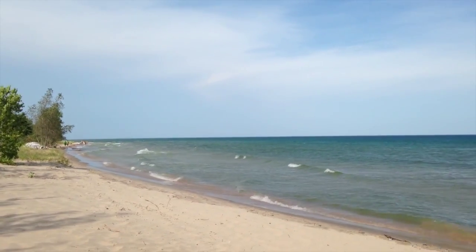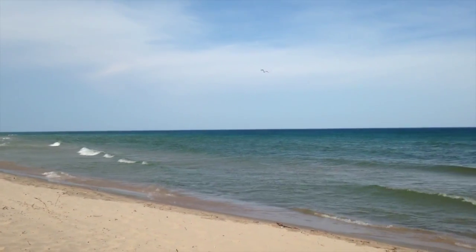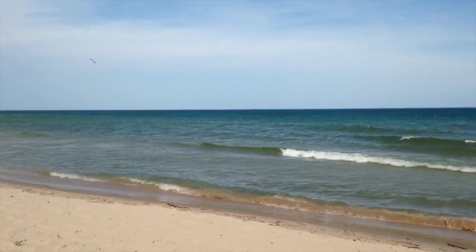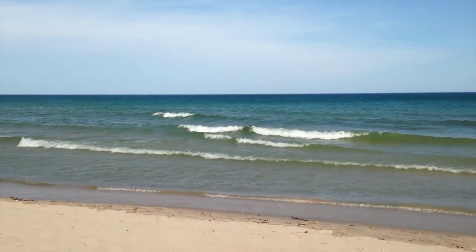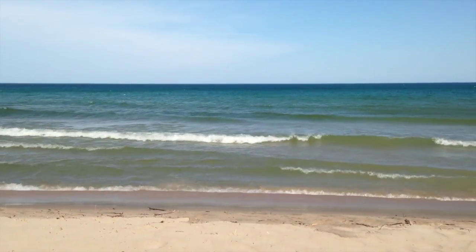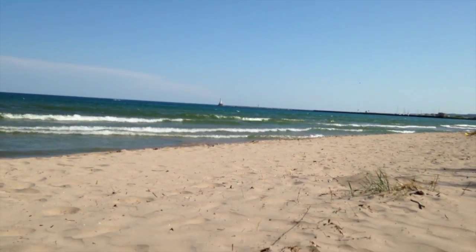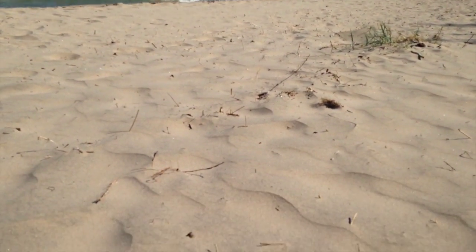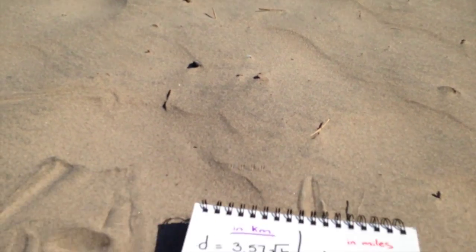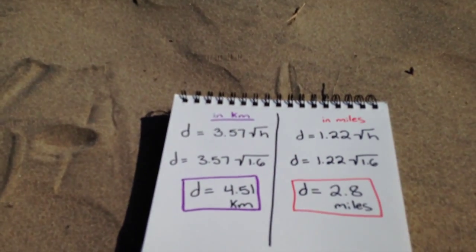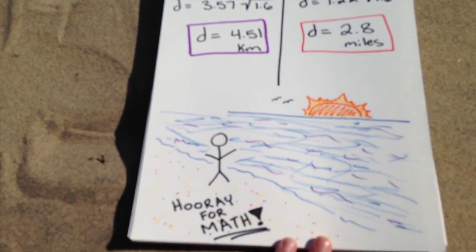So here's the part where you can plug in your own information. I'm at sea level with my line of sight at about 5 foot 3 inches, or 1.6 meters. By plugging in 1.6 meters for the variable h, I find that the distance of the horizon from where I am standing is 4.51 kilometers, or 2.8 miles.